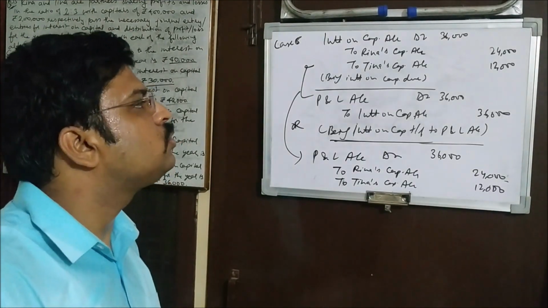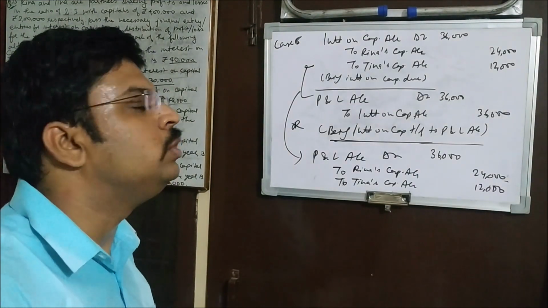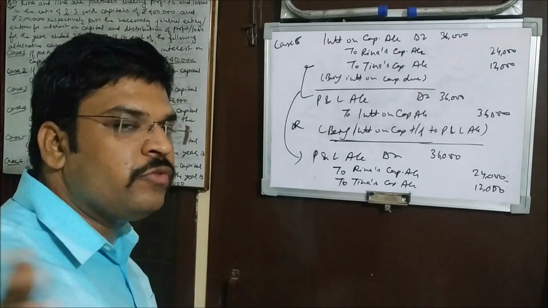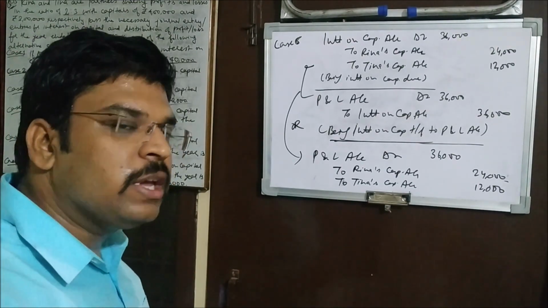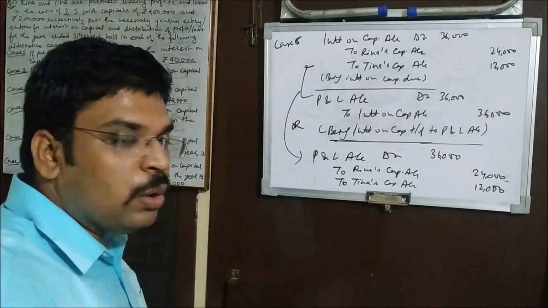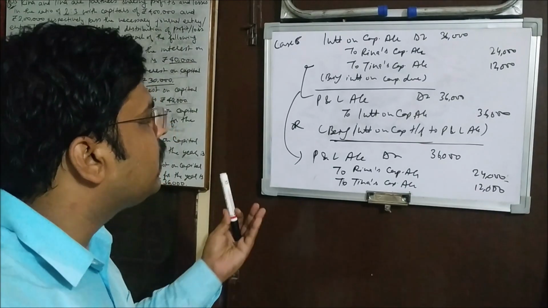I hope you have understood all the provisions related to the calculation of interest on capital, whether it is a charge on profit or appropriation of profit. Whether the profit is sufficient or insufficient or the loss exists, in that case we can do that.